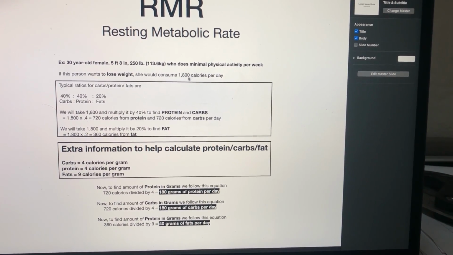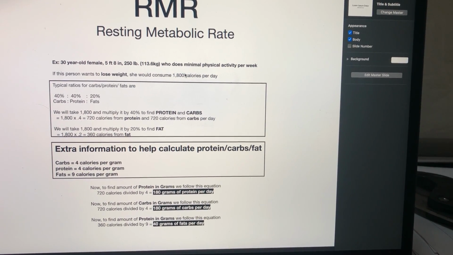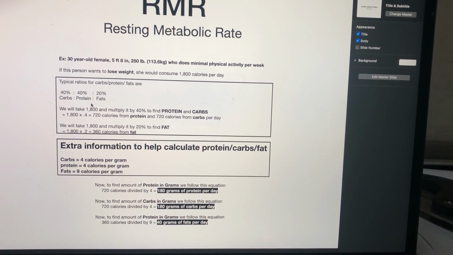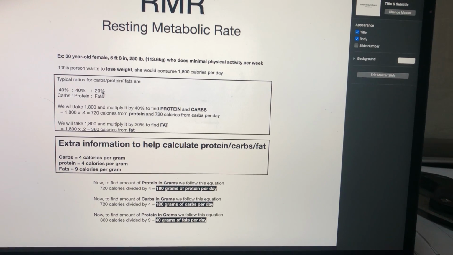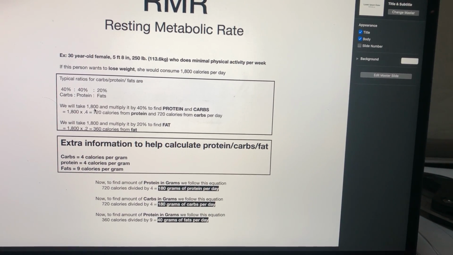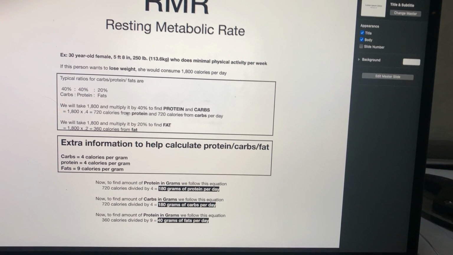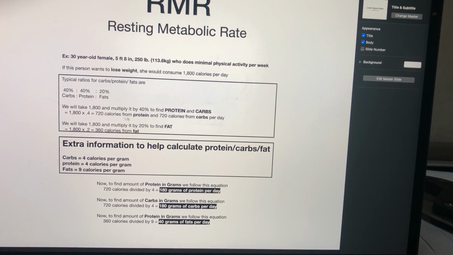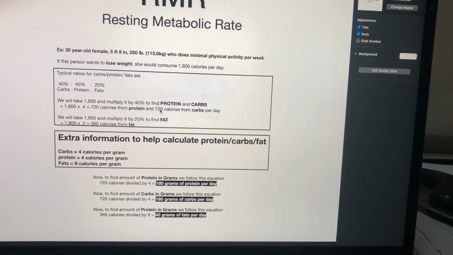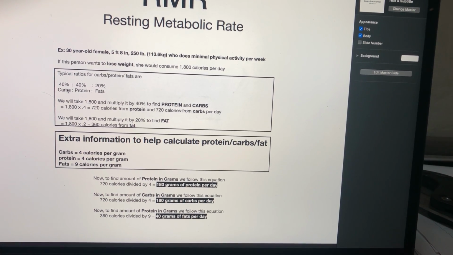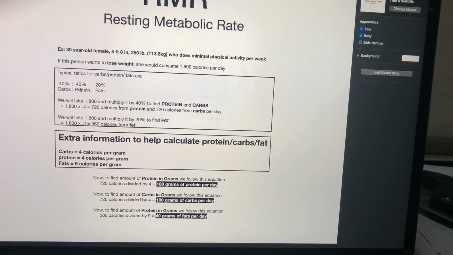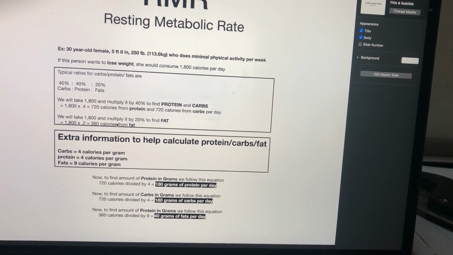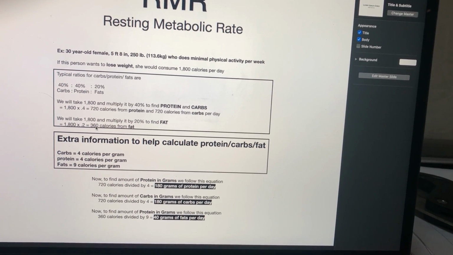So of these total amount of calories, which is 100% of the calories they want, we're going to divide it into a ratio of 40% carbs, 40% protein, and 20% fats. So now we're going to take the 1,800 calories, multiply it by 40%, and that's going to give us 720 calories from protein and also 720 calories from carbs, because we want that same ratio. Then in order to find the fats, we're going to take that number 1,800 and multiply it by 20%, which is 360 calories.